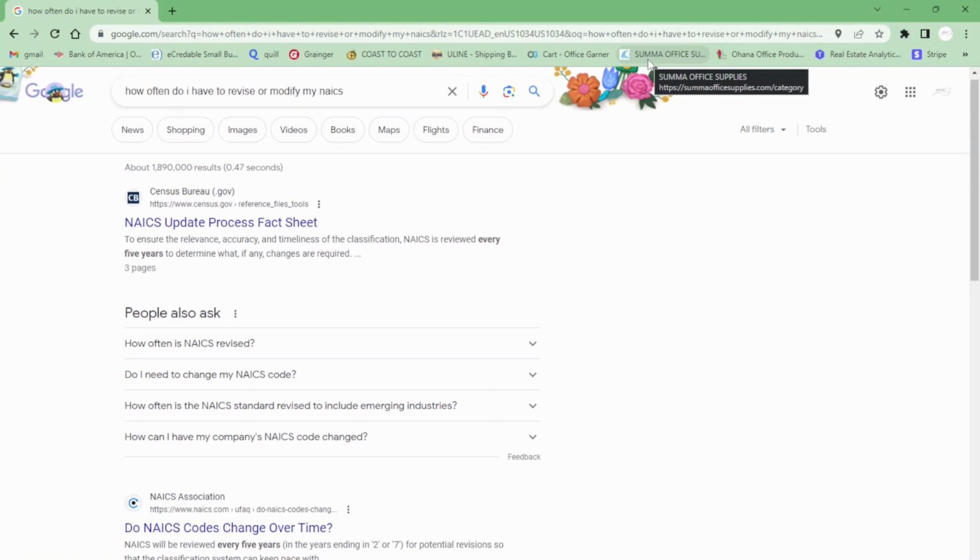I know another frequently asked question was, how often do I have to revise or modify my NAICS? A lot of people don't know that your NAICS code actually goes under review every 5 years to determine what, if any, changes are required. So every 5 years, it's going to go through a review just to check on things. Really, it's like checks and balances for you, just to make sure that whatever you're doing inside your business matches up with what they have on record or what they have filed with the state. You always want to go according to the state.